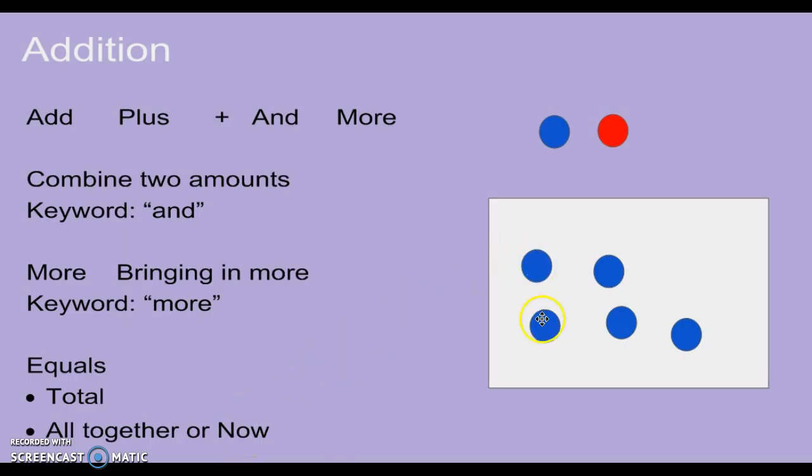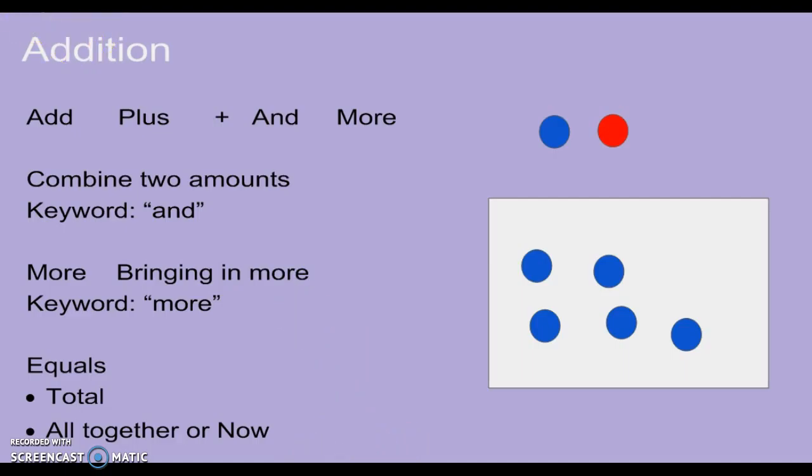Again, I can start with my starting amount, which is 2, and then count on 3, 4, 5, or I can just count what I have. 1, 2, 3, 4, 5. And my total is 5. I now have 5. I had 2 in the tree. I now have 5. So those are the two ways you can think of addition. You're either combining two amounts, blue and red, or you are bringing in more. I started with this amount. This many more came in.